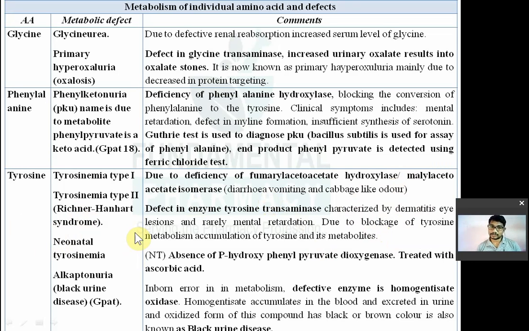Then alkaptonuria, or black urine disease. Again, it is an inborn error of metabolism. Defective enzyme is homogentisate oxidase. Due to blockage of the metabolism of tyrosine, the metabolite homogentisate accumulates in the blood and is excreted in the urine. This homogentisate has a black or brown color that will impart black color to the urine. That's why it is known as black urine disease, alkaptonuria.